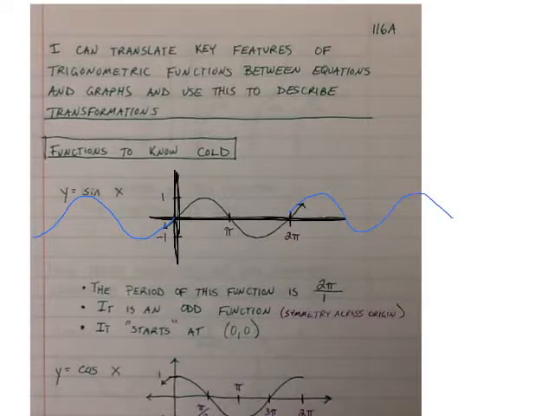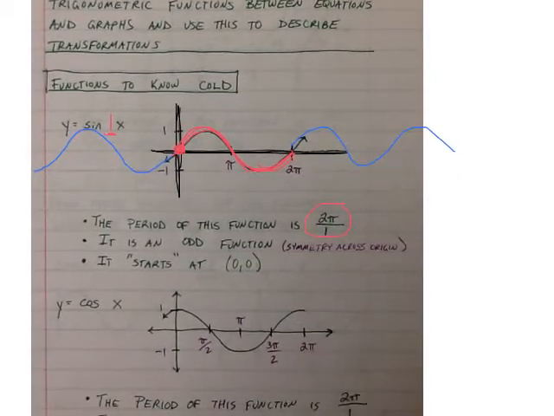The period of that function, the distance it covers to do one full cycle, is 2 pi over 1. I phrase it that way because later on that number will change. But the parent function has a period of 2 pi over 1. It starts at the origin. It's an odd function. You can see that it has that symmetry around the origin.